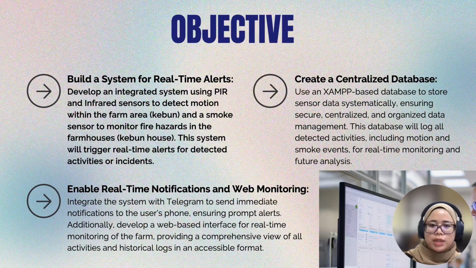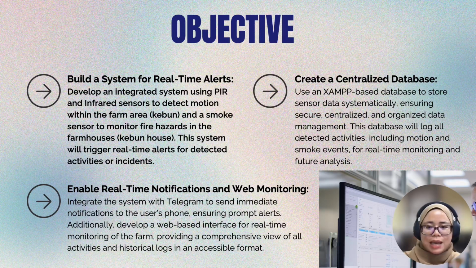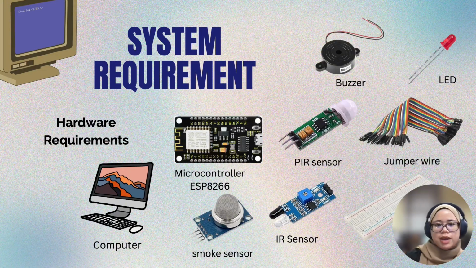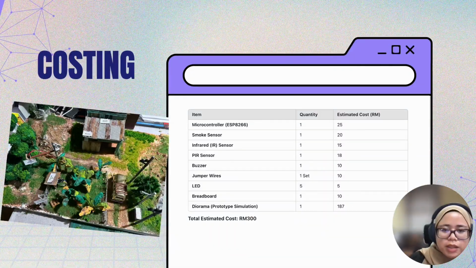The input from those sensors is then fed into a system, enabling real-time notification to the user via Telegram and web, which fulfills objective number 2. The third objective is creating a database to store data systematically. For that reason, we are using an XAMPP-based database. The hardware requirements for the project are as listed, and the total estimated cost for this project is 300.